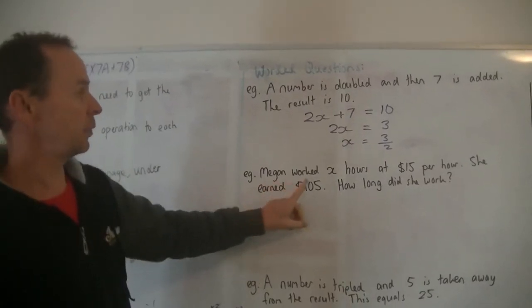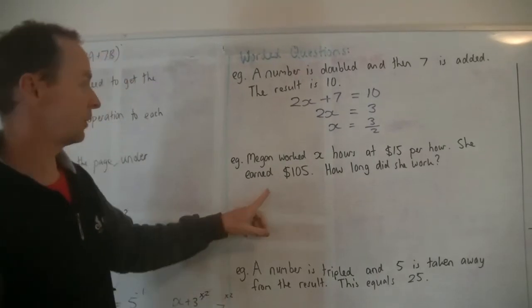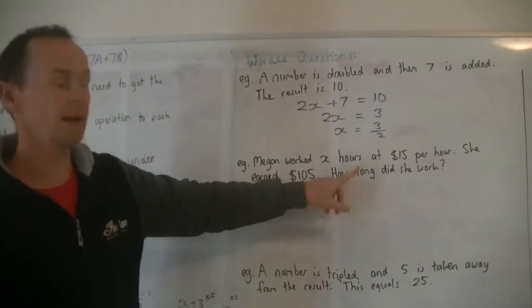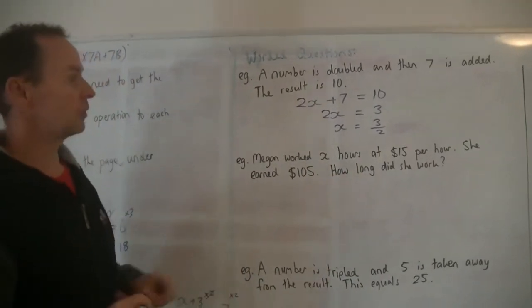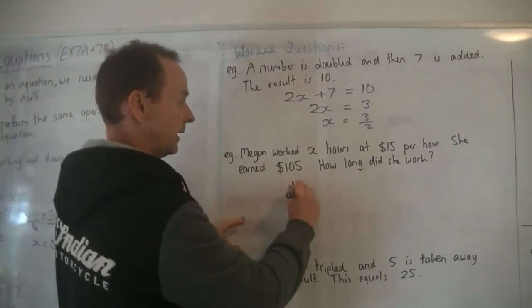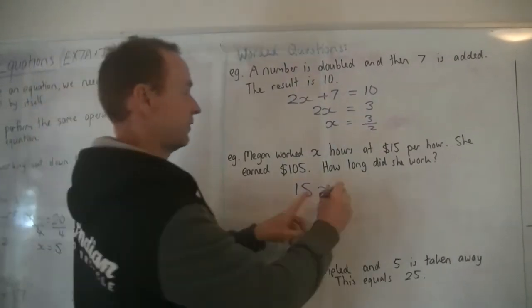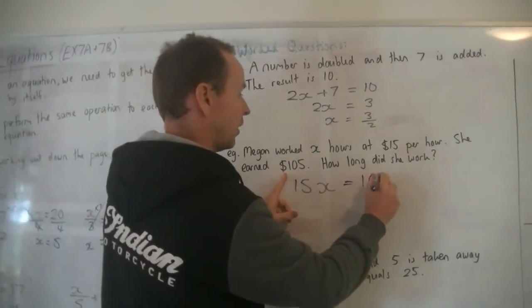Next one. Megan worked X hours at $15 per hour. She earned $105 in total. How long did she work for? So she earns $15 per hour. So that's 15 times by X. $15 times by the number of hours. And the total is 105.